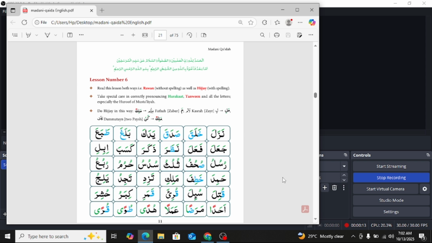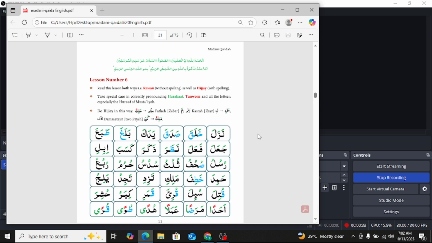In our previous lesson, we learned about Tanween, how to pronounce the double harakat and make the soft "n" sound. Today, inshallah, we are going to do a very important reading practice: three letters that make one word.